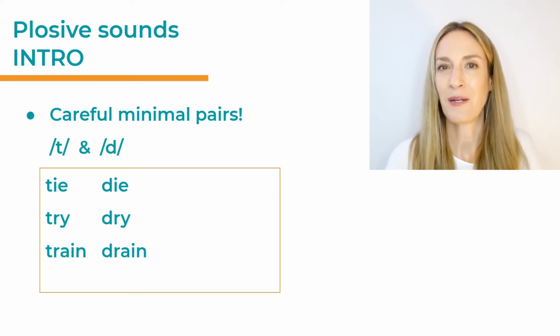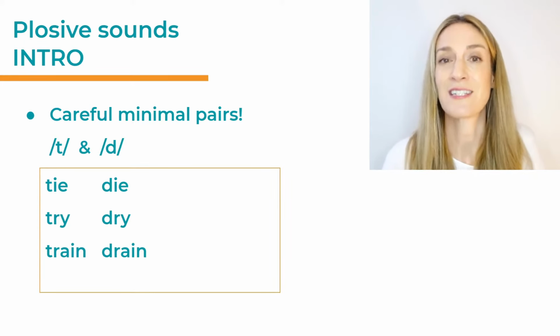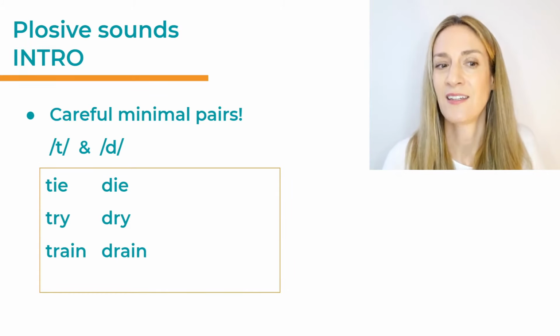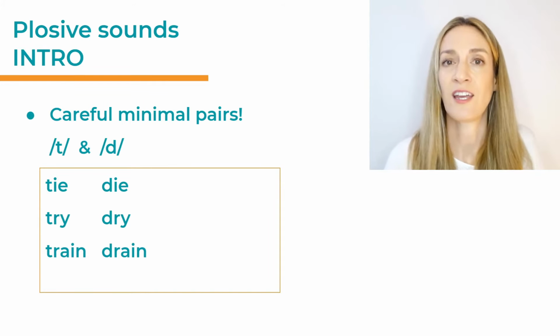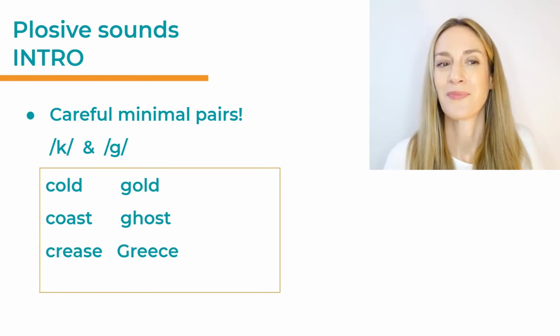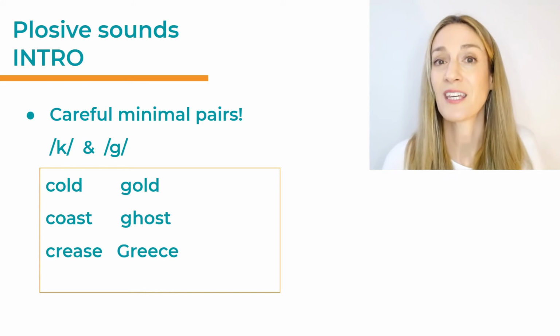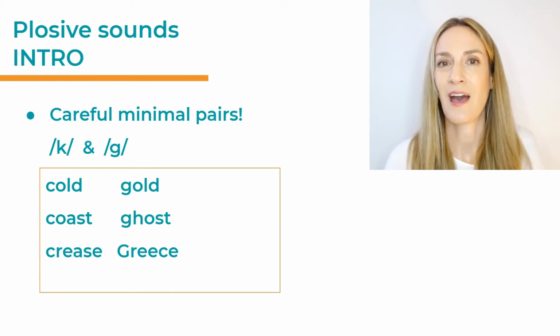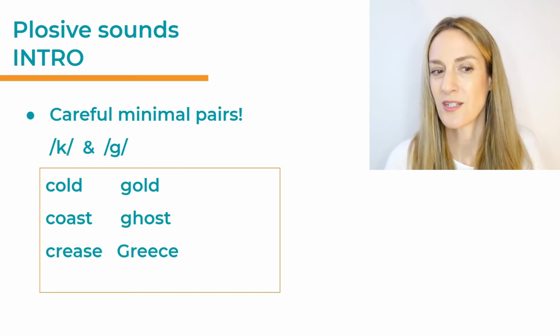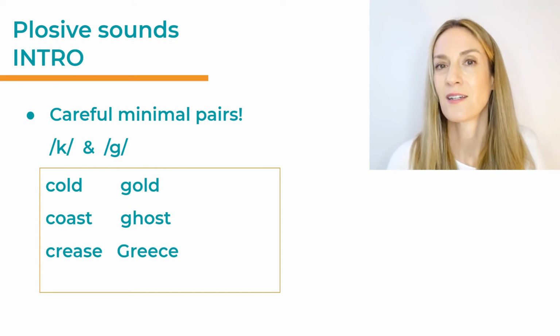Here are other minimal pairs, this time for the pairs of sounds t and d. We have tie, die, try and dry, train and drain. And last but not least, some minimal pairs for k and g. We have cold, gold, coast, ghost, crease, grease. Very good.